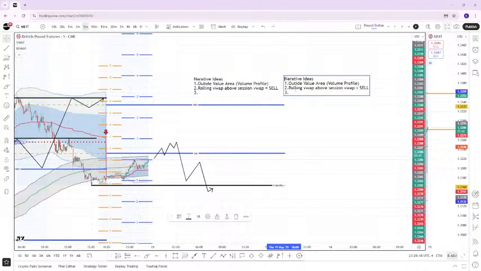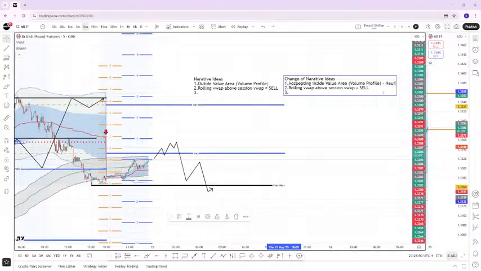So this is change of narrative ideas. So it's accepting inside view up, inside value area. That would be my first change of ideas. And that would be neutral slash continuation.